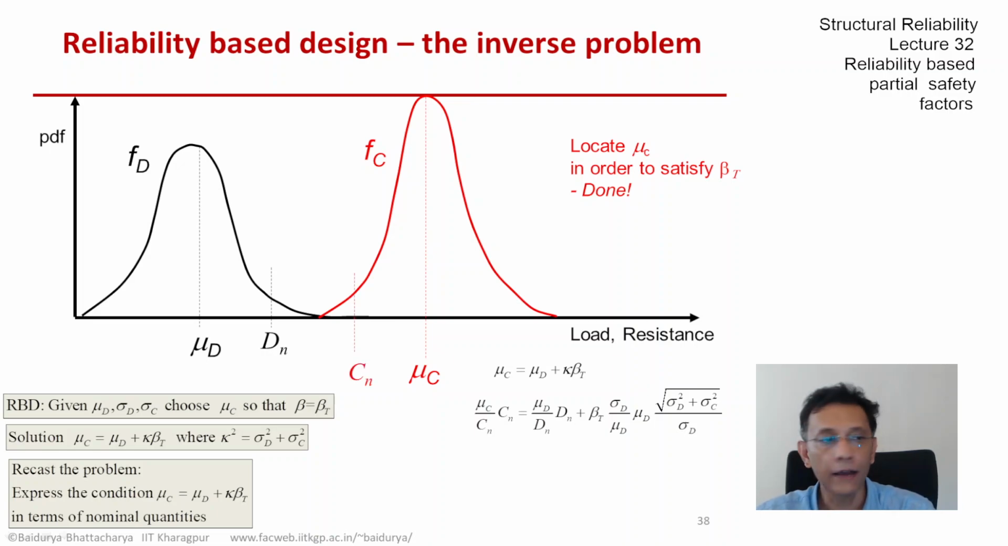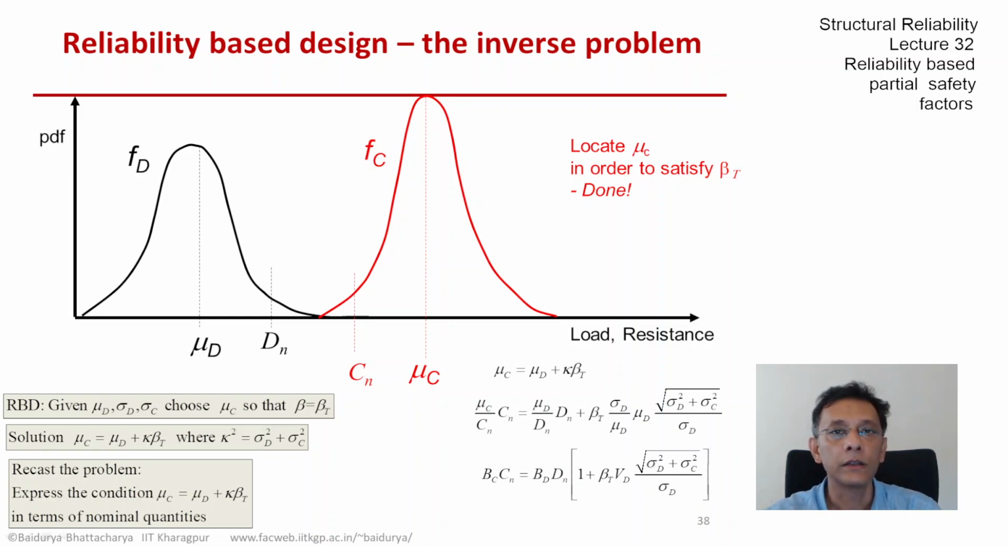So you see in the graph we have Dn, which is the nominal value of the demand, the load, to the right of mu D, and you see Cn, the nominal value of the capacity, which is to the left of mu C. Now, bringing in the bias factors, we have the bias of C times the nominal Cn equal to the bias of D times the nominal Dn times a factor which depends on the target reliability, the COV, the coefficient of variation, sigma over mean for D, and a quantity which is basically the ratio of the composite standard deviation and the standard deviation of D. We have actually come across this term earlier when we described FORM.